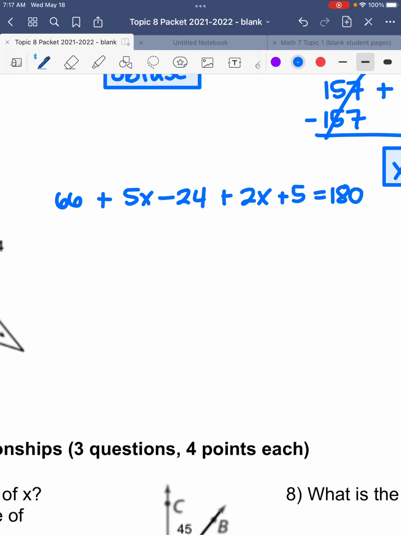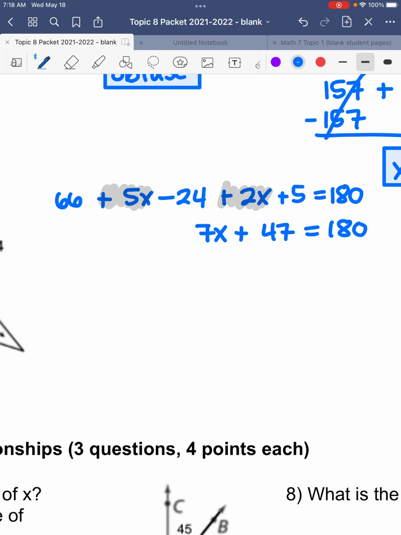Now let's combine some like terms. Let's start with our x terms. I have 5x plus 2x, and 5x plus 2x is 7x. So we have 7x. And now all the numbers, 66, negative 24, and 5 can all be combined. And when I put 66 minus 24 plus 5 into my calculator, I get positive 47. And now I just set that equal to 180.